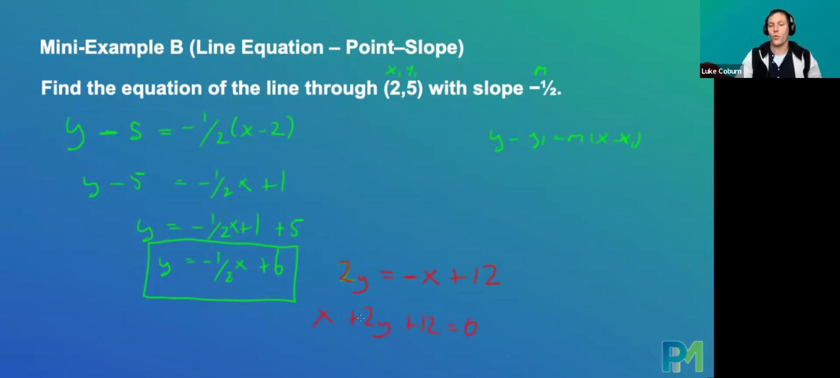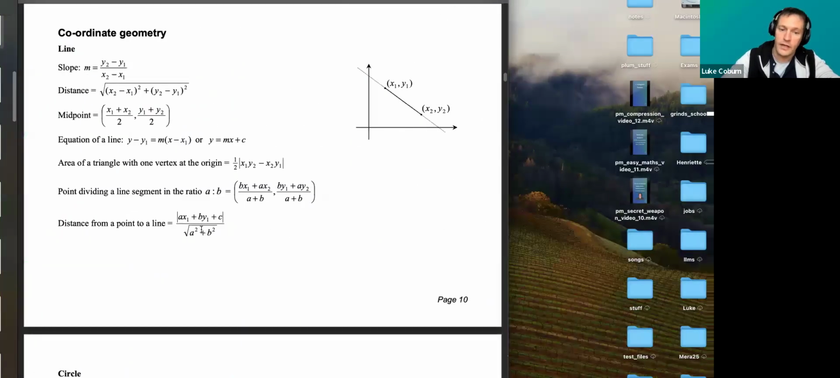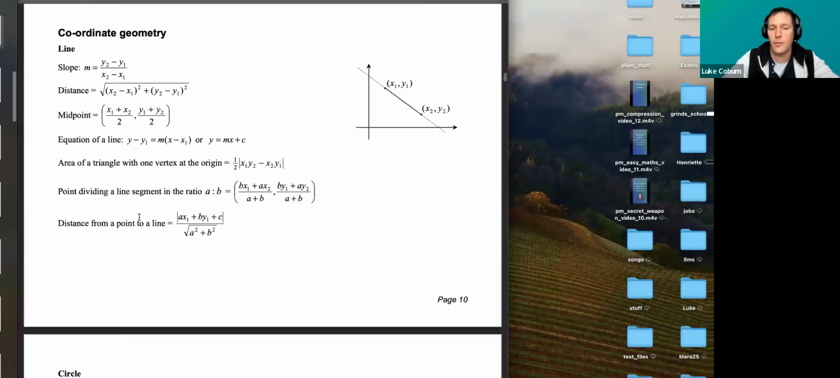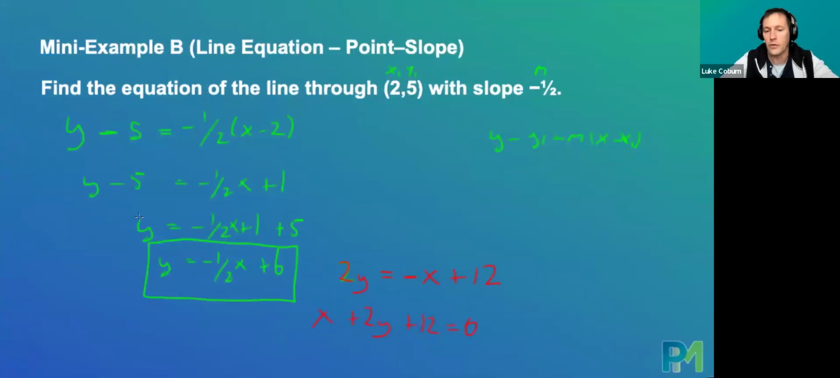And this form, we would be able to use, for example, in the distance formula if we had to do that, or in the perpendicular distance from a point to a line formula if we wanted to do that. So that's just an example of how we could take the same equation.